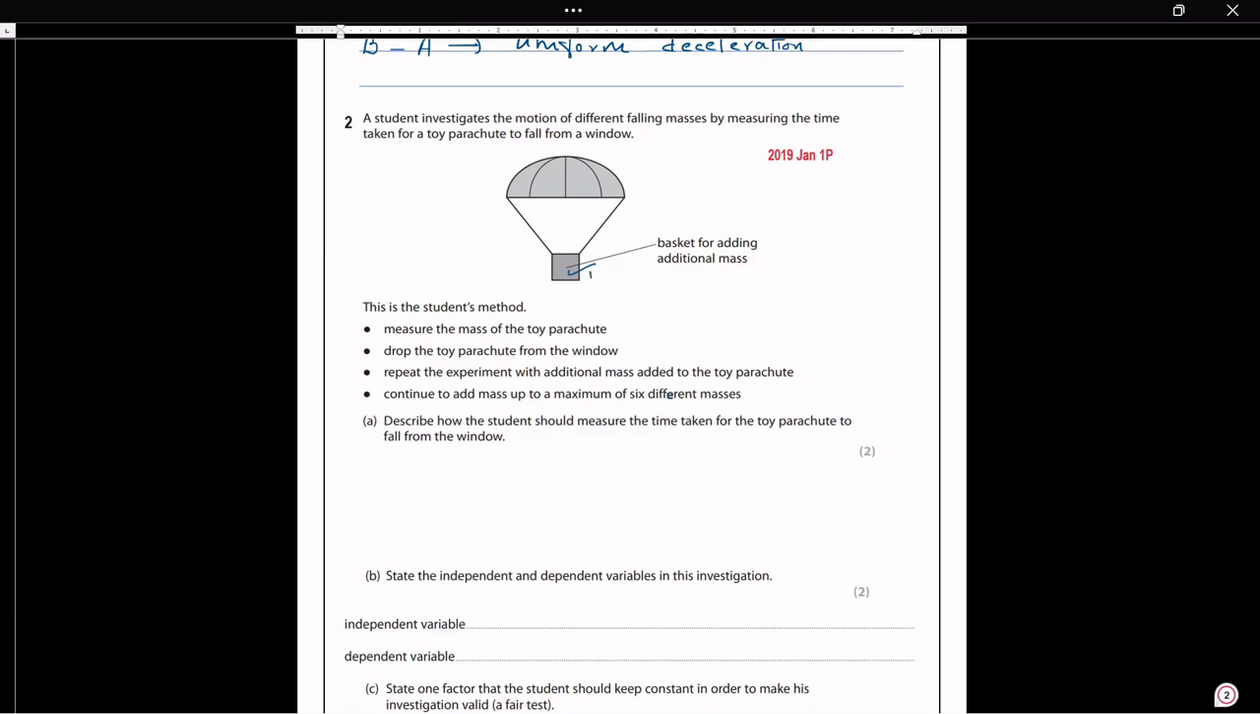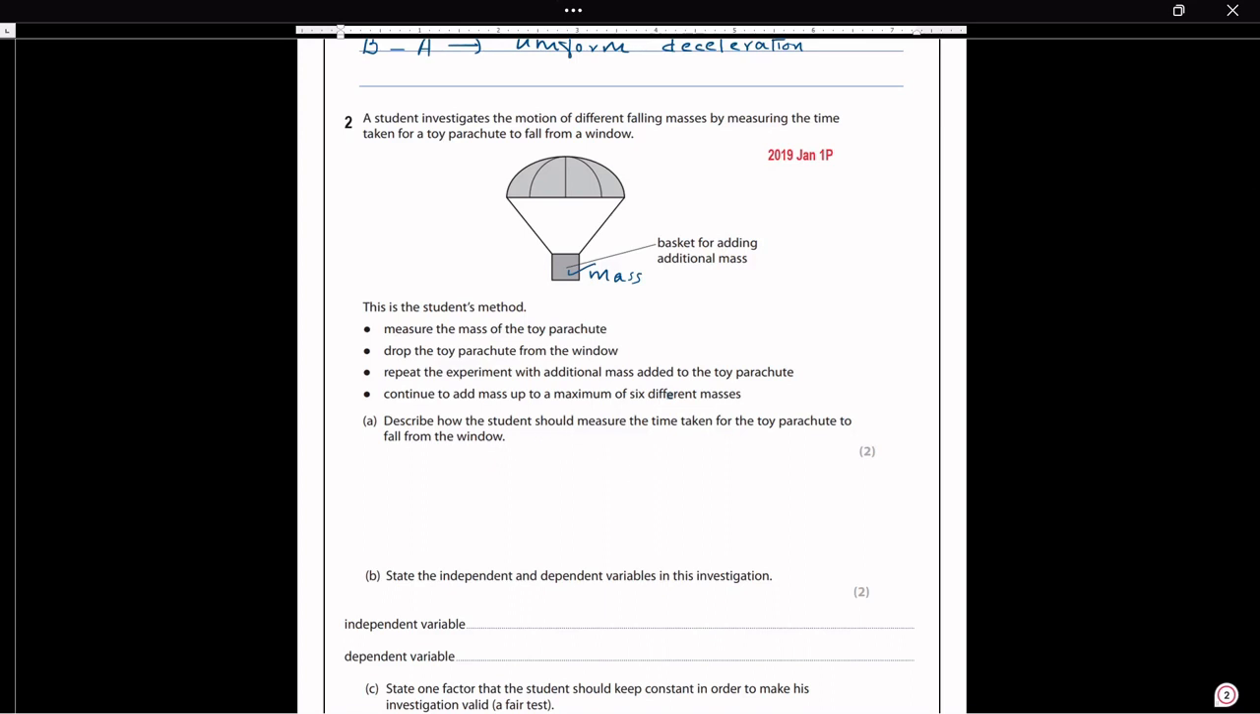There is a mass attached. This is the mass. Now, the student measured the mass of the toy parachute. He dropped the parachute from the window. He repeated the experiment with additional mass added to the toy parachute, continuing to add masses up to a maximum of 6 different masses. Describe how the student should measure the time taken for the toy parachute to fall from the window.